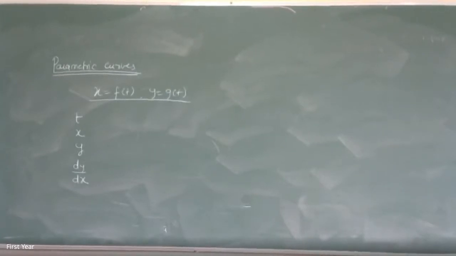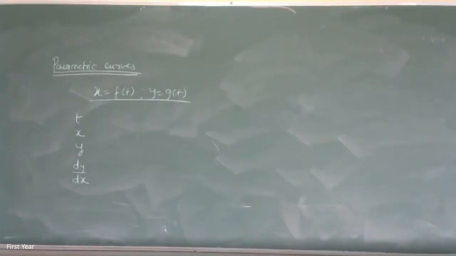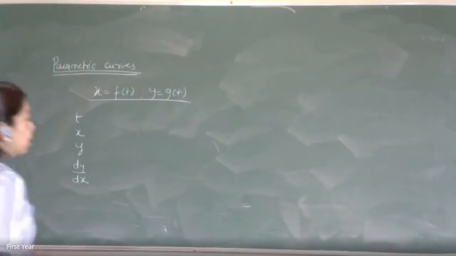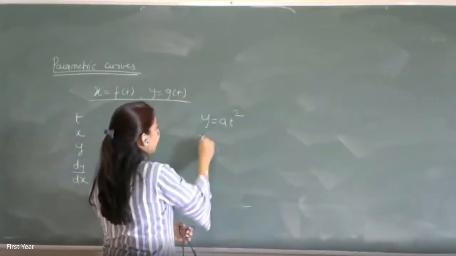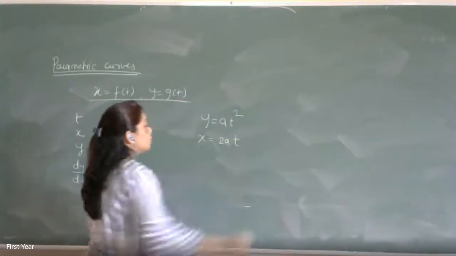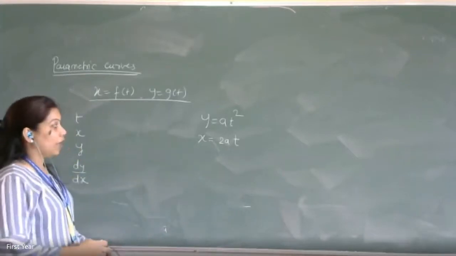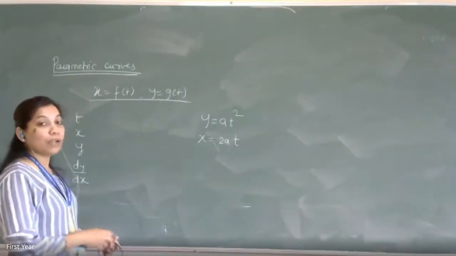You can ask me one thing that is it possible to eliminate t? Since you are not asking, I am asking. Is it possible to eliminate t? We can. Yes, very good. So sometimes it will be possible to eliminate t. Is it okay? For example, say y is equal to 8t square and x is equal to 2at. Suppose this is the equation.